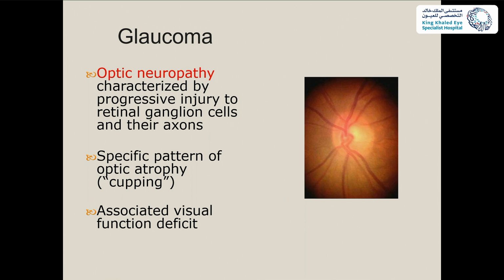This optic neuropathy is progressive, as you all know, due to damage which happens to retinal ganglion cells and their axons. There is a specific pattern of optic nerve cupping. Usually it is associated with other findings and signs, like a visual field defect, especially when using ancillary tests.